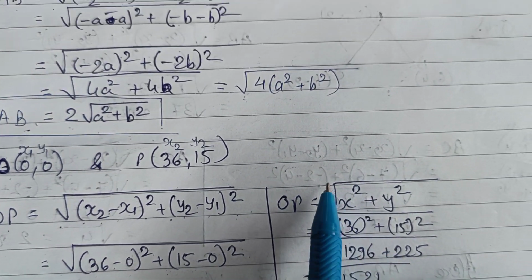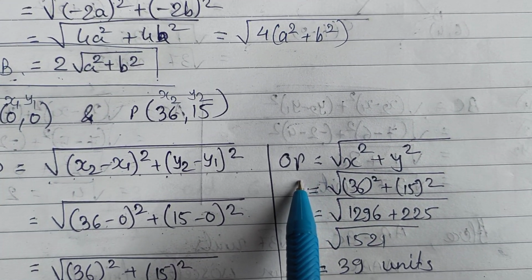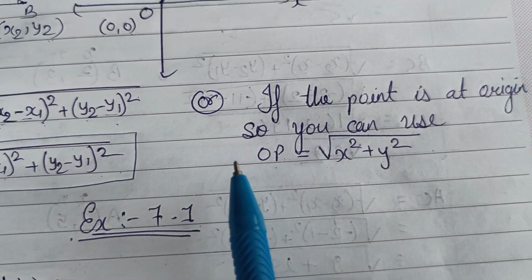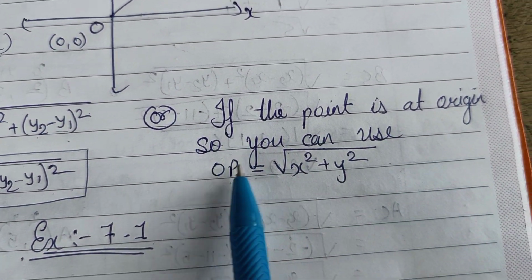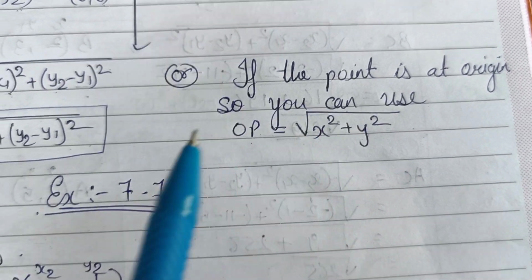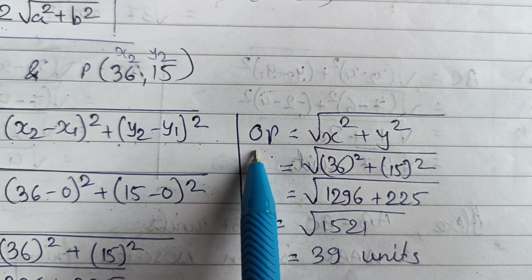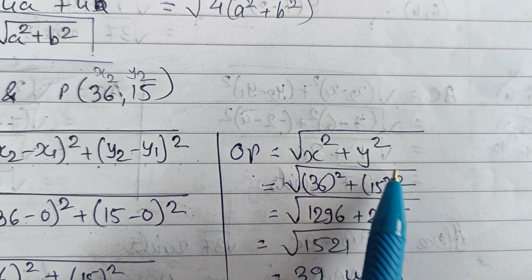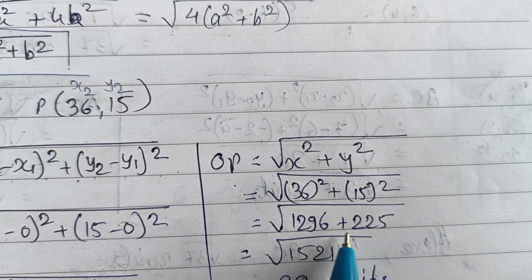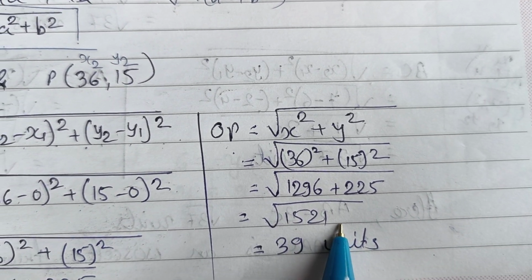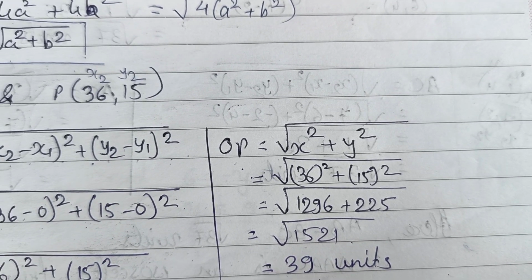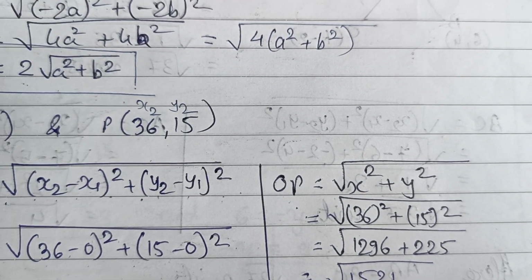Or else you can use the other method, that is the other formula. If your point is at origin, see, I had written over here, if the point is at origin, you can use OP is equal to under root of x square plus y square. So directly using this formula, OP is equal to under root of x square plus y square. This is 36 square plus 15 square. Again you will have 1296 plus 225, 1521, and 1521 is a perfect square of 39, so you will have 39 units as your answer for question number 2.